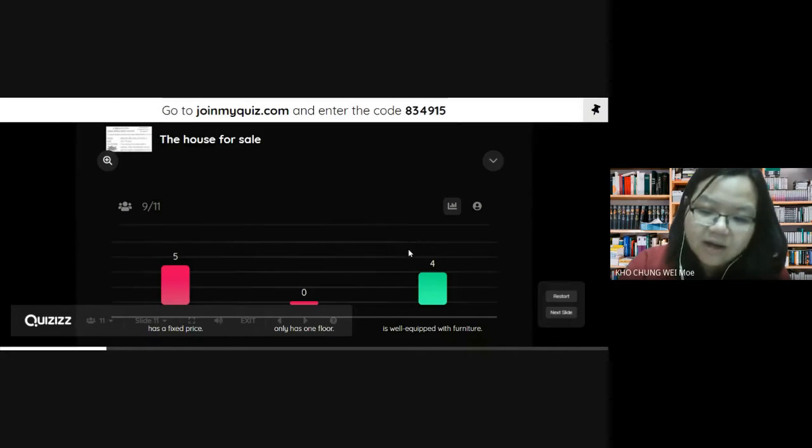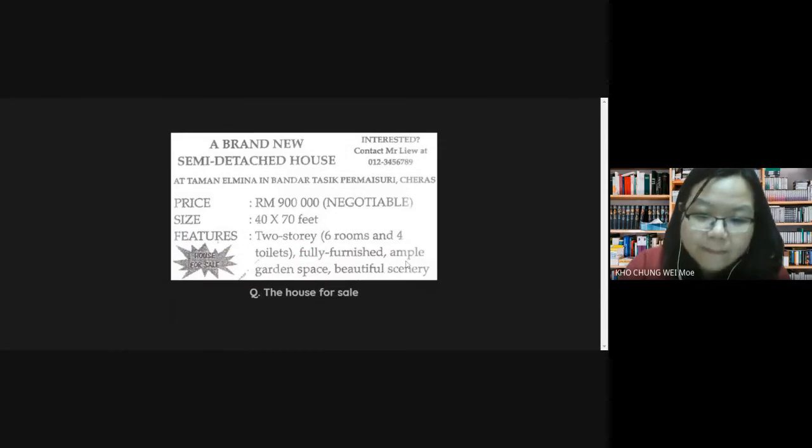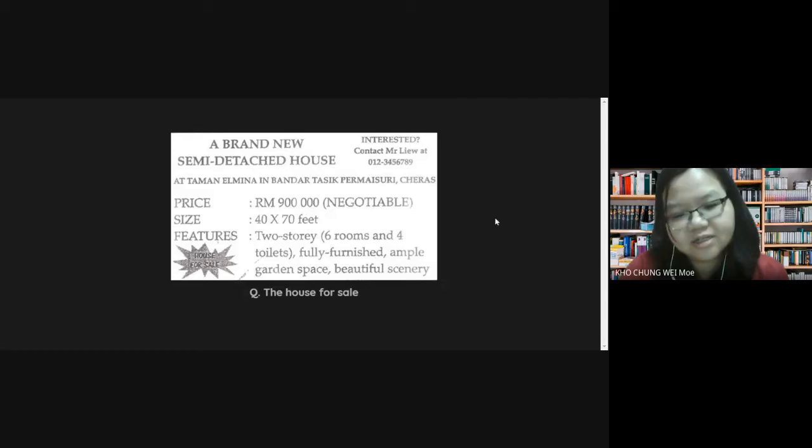Okay, I'll explain why the third answer is correct. If you look at it, it said here two-story. Two-story means that there are two floors. So therefore, the second answer is wrong. And if you notice, it said fully furnished. Fully furnished means that it is equipped with furniture. It is well equipped with furniture.